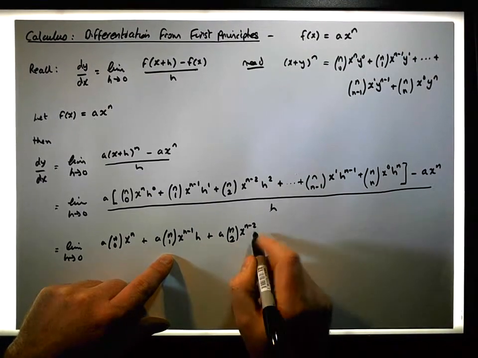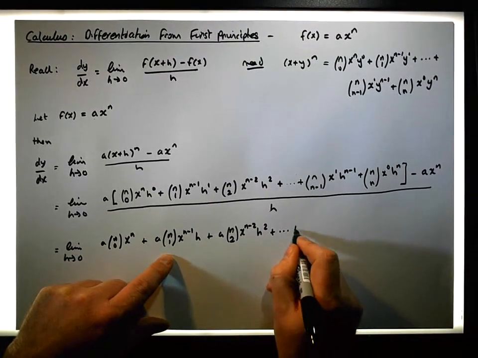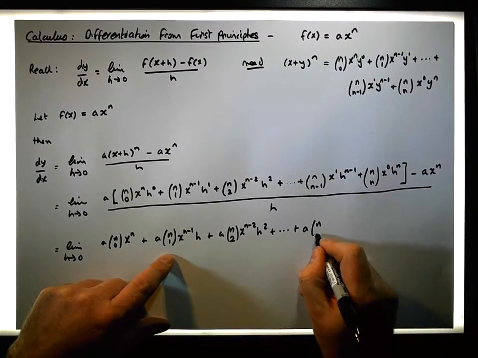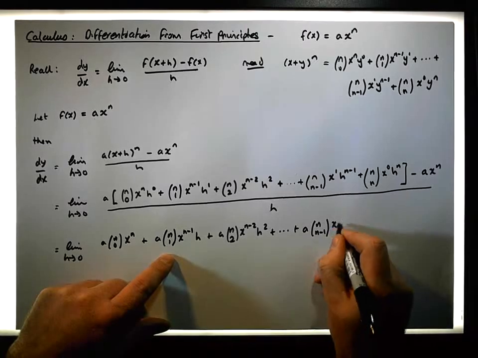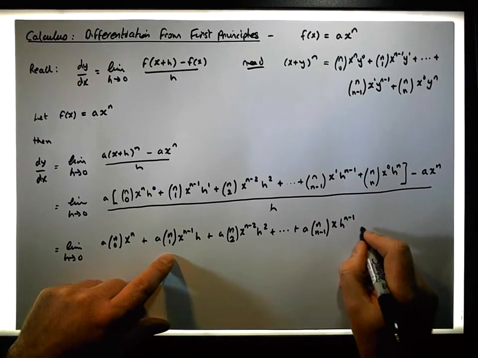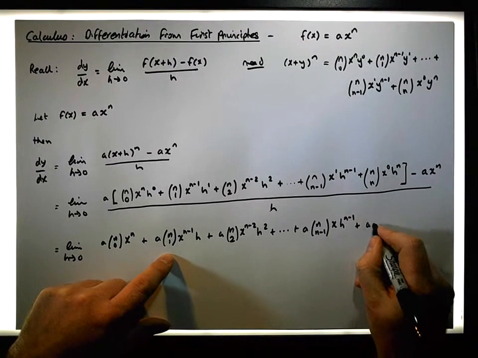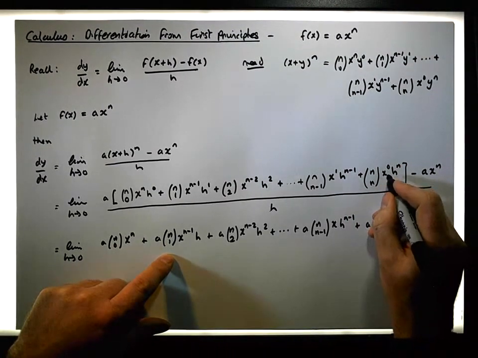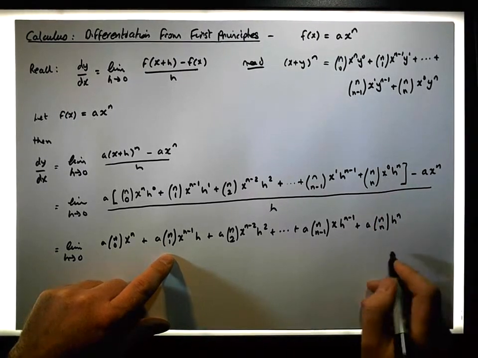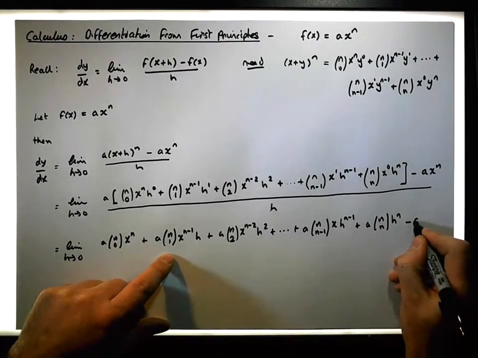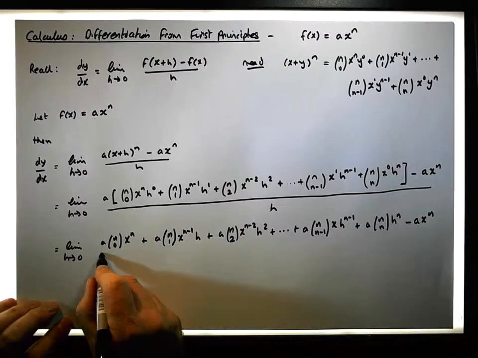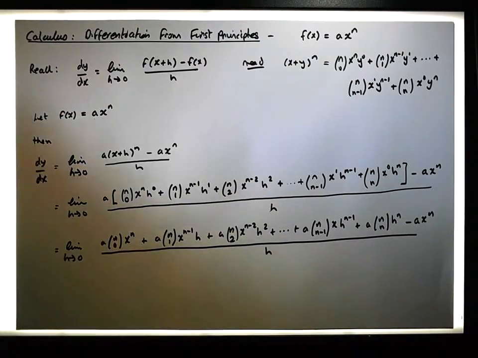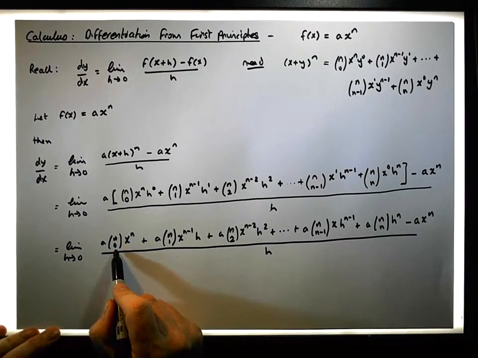plus all the way through to a times the second to last term, so it's a times nC(n-1) times x times h to the power of n minus 1, plus a times the last term, a times nCn times x to the power of 0, which is just equal to 1. So 1 times h to the n is just h to the n. And then we have to take away this term here, minus a times x to the n. And this all needs to be divided by h.